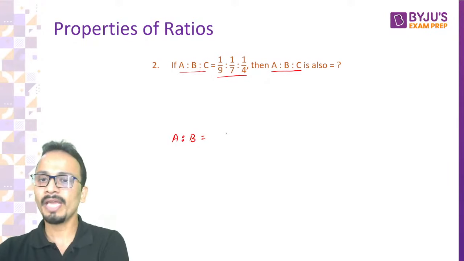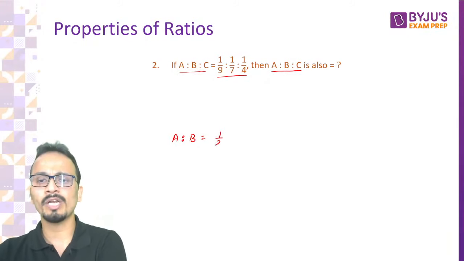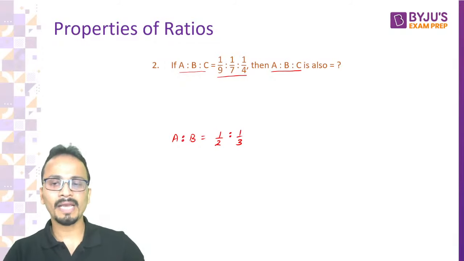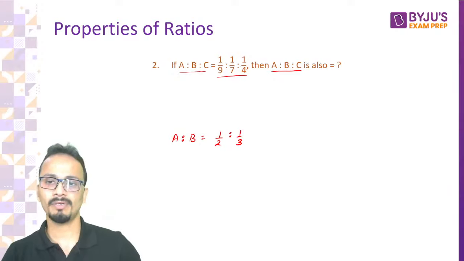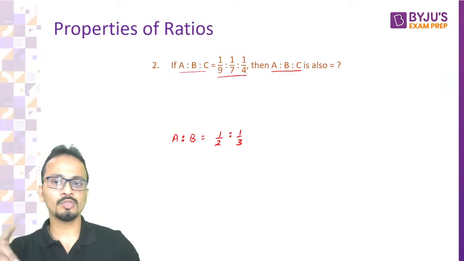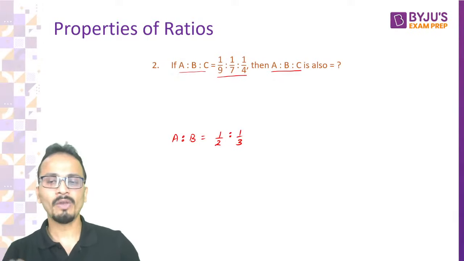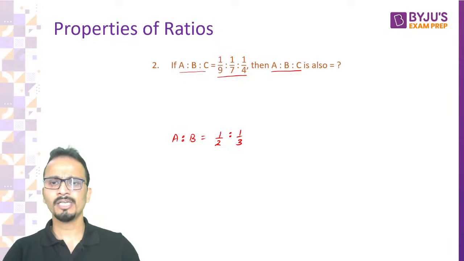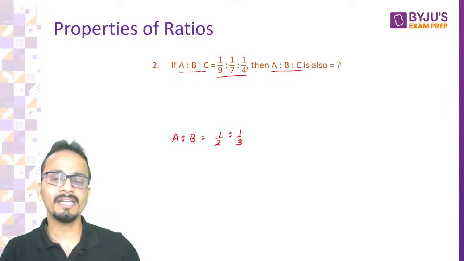So A is to B, let us say that it is given as 1 upon 2 is to 1 upon 3. Now at the beginning of the session I told you that we can multiply both the values in a given ratio by a common number. Now I have fractions 1 upon 2 and 1 upon 3. So by what common number should these two fractions be multiplied so that they will give me an integer.